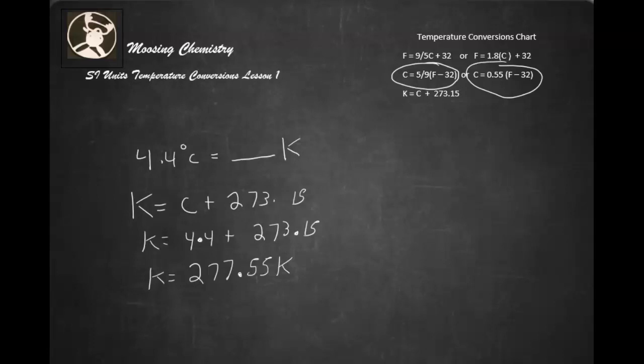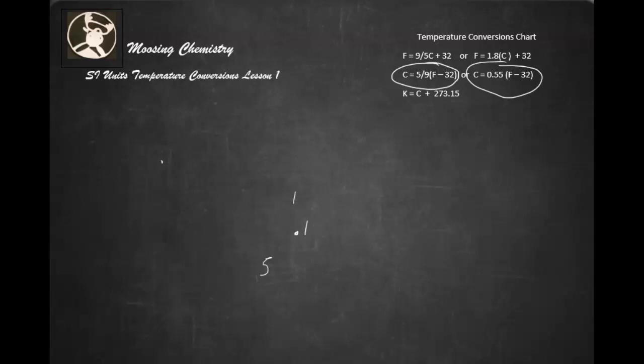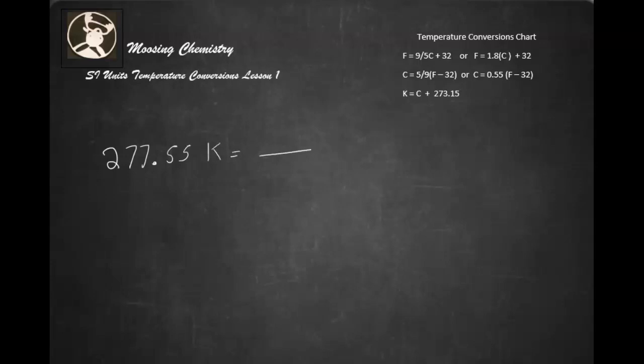Now, what if I take this 277.55 K and try to find Fahrenheit? So let's write that problem down. And we work this backwards, and we're going to find out. What if I had 277.55 K and I want to know Fahrenheit in degrees? How would I go about doing this? All right, well, this one's a little bit different.